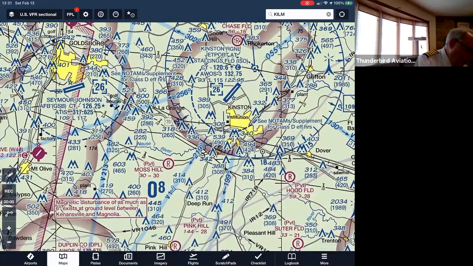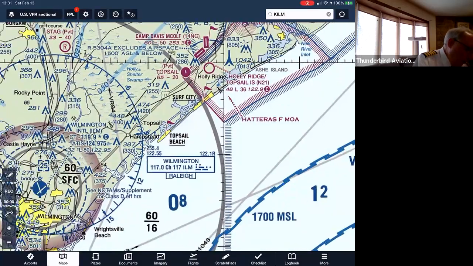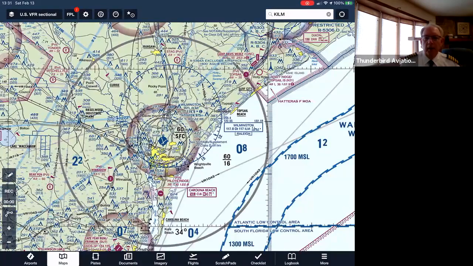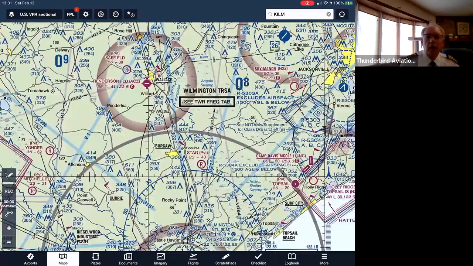Anyway, here we are in North Carolina, and the reason I go down here during my test is because now we're going to be moving into airspaces outside the A, B, C, D, E, G airspace. The first one is these two gray circles around Wilmington. The two gray circles are a terminal radar service area.